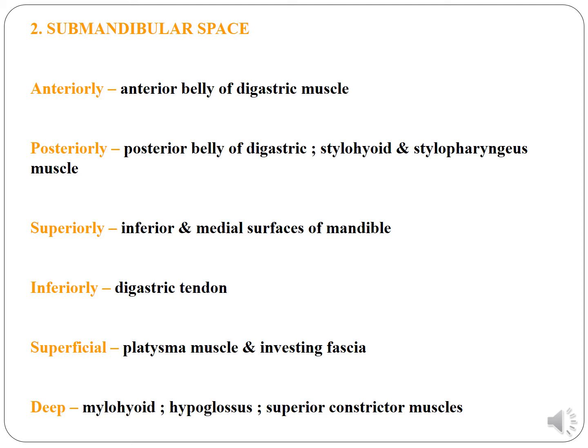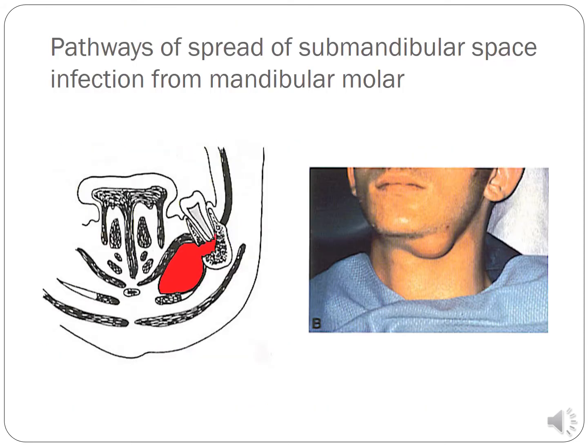So superiorly it has the border of the mandible, and inferiorly you have the digastric tendon. Superficially it is related to the platysma muscle and investing fascia, and deeply it is related to the mylohyoid, hyoglossus, and superior constrictor. You have various anatomical boundaries. And the pathway of spread of submandibular space infection from the mandibular molar.